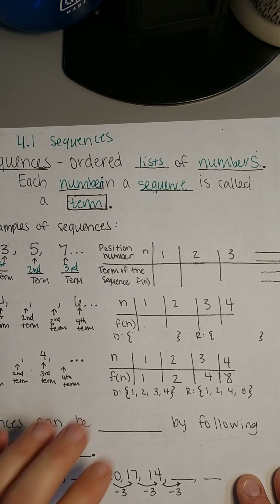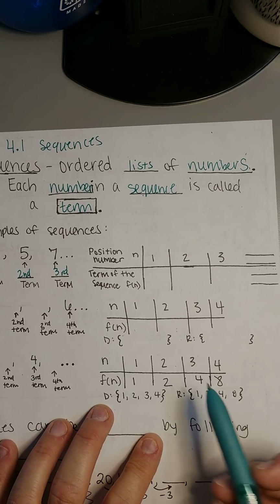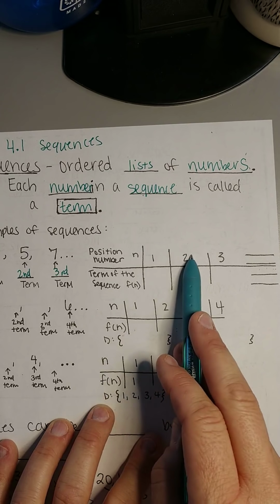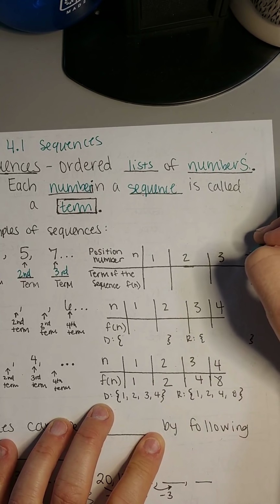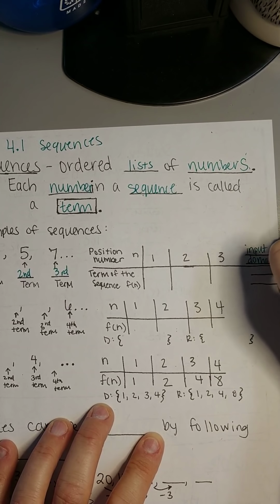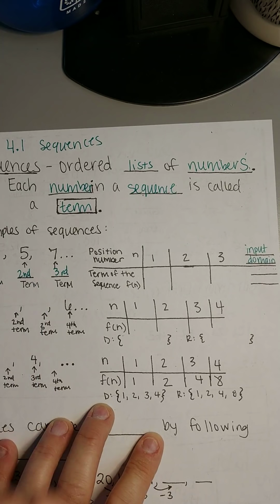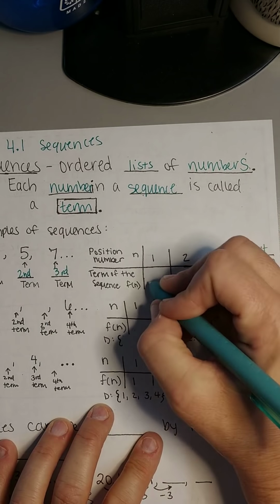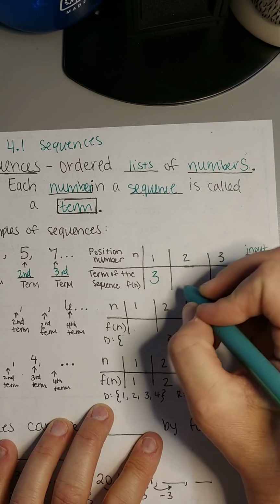Now we can take that list and put it on a table. So for example, your position number, so which term are we looking at? Term 1, term 2, or term 3 would be your input. Also would be your domain. So position number, or the term number, and then the actual term itself, the number that's in the list, would be the term of the sequence, or f of n, which is your output or range. So my first term is 3, my second term is 5, and my third term is 7.